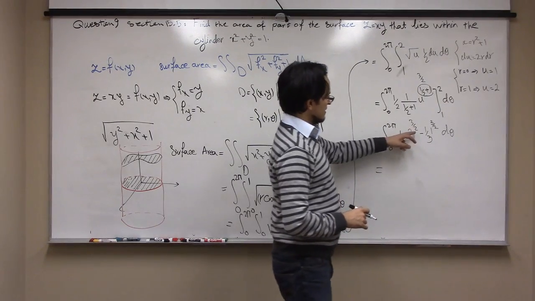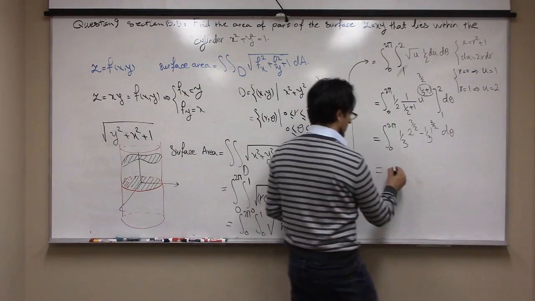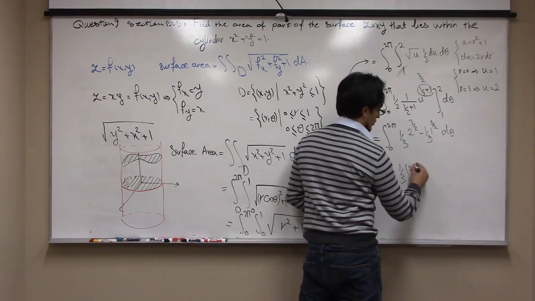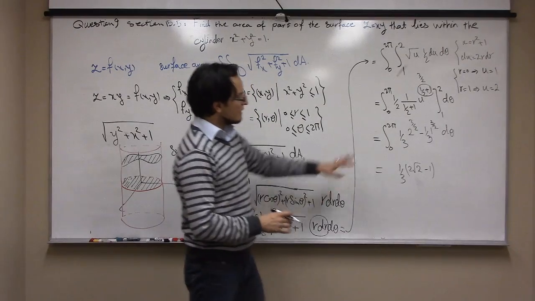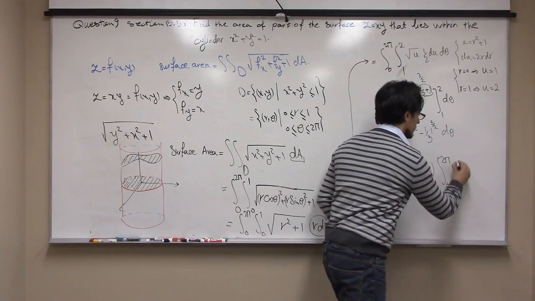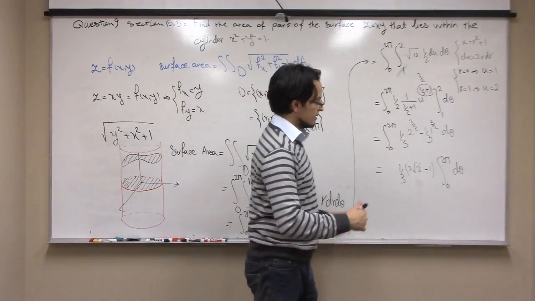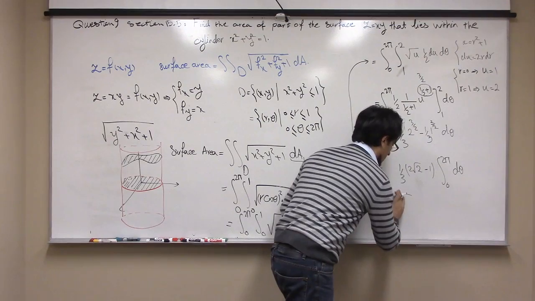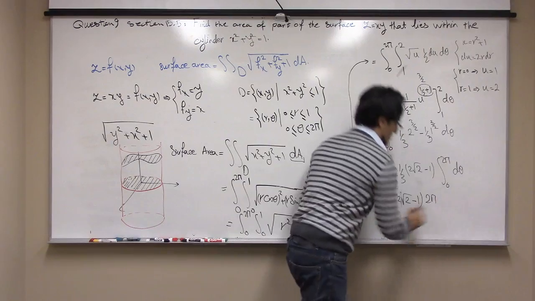Okay, we can simplify these things. For example, this is 1/3 of 2 to the power 3 over 2, which is 2 root 2, minus 1. That's the number. And then there is no theta dependence, so I can write this out of the integral and then do that. The antiderivative of 1 is theta. If I use the fundamental theorem of calculus, it would be 2 pi minus 0.